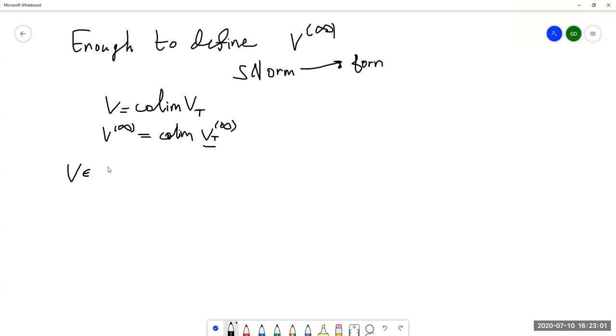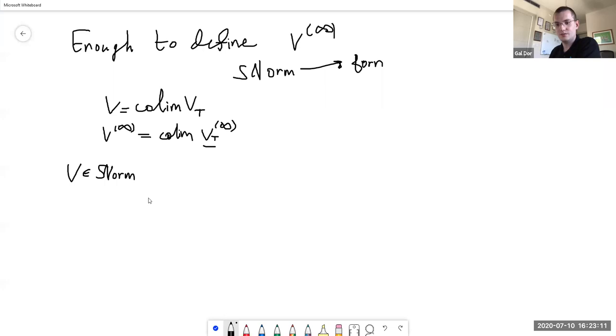When you're saying that it's enough to define it for semi-normed, I'm not sure I'm convinced, because, for example, the space of compactly supported functions on G is not a colimit of semi-normed representations of G. Every semi-normed subspace is not closed under the action of G. So you need some kind of local action of G, right?